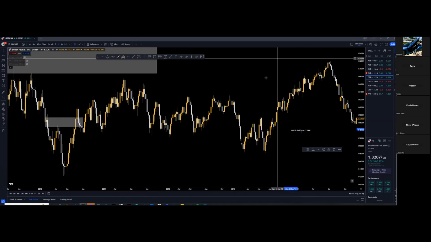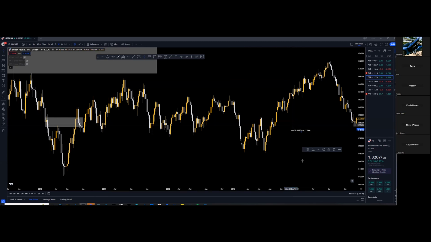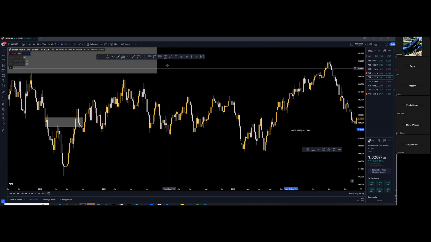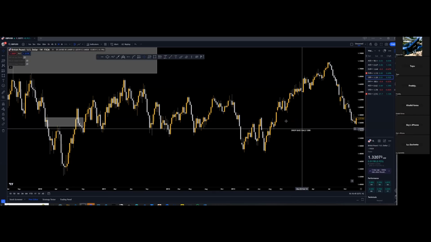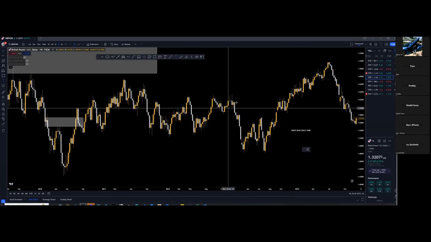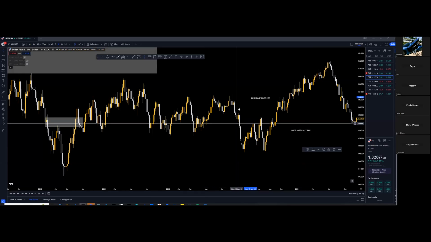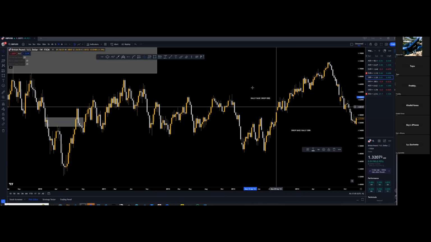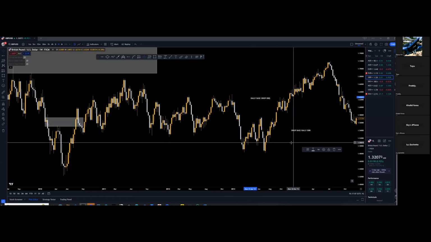And the next one is called the rally-based drop, also known as RBD. Market is dropping. Sorry, market is rallying in an uptrend. Gets to a base, then it reverses and drops.